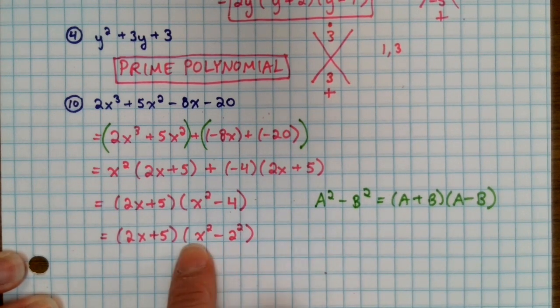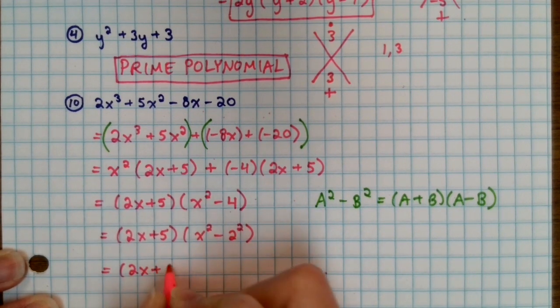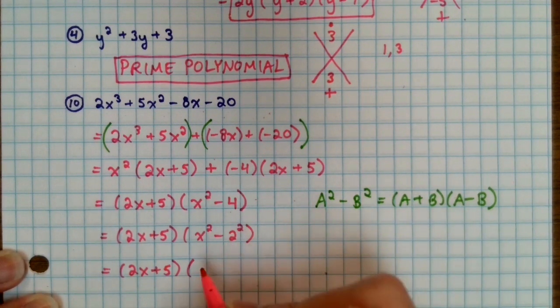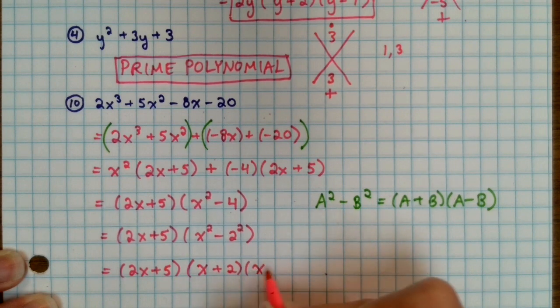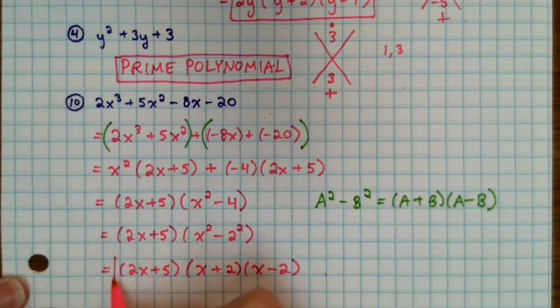So this right here is going to end up breaking down into, again, 2x plus 5, and then x squared minus 2 squared, a squared minus b squared. This is going to be the same as x plus 2 times x minus 2. And now we have completely factored this polynomial.